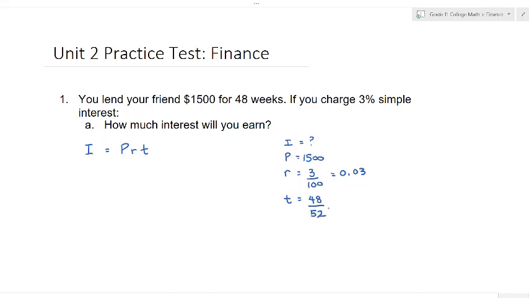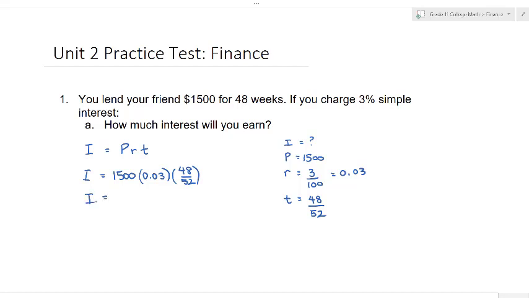All right, so that's all my information. Now I can sub everything in. I'm trying to solve for I, and the equation is already isolated for I. I equals P times R times T, so I just have to put everything in. I equals, my P is 1,500, my R is 0.03, and my T, I can leave it as just 48 over 52. And so now I'm just typing this onto my calculator.